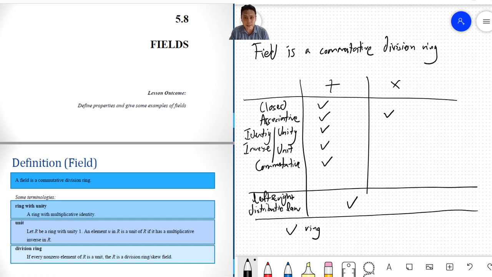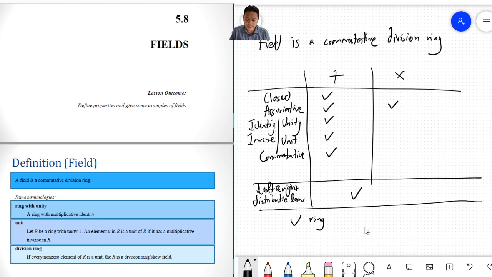For a commutative ring, not commutative division ring, commutative ring, which I try to put this symbol to represent it, is just a ring such that it must also be commutative under multiplication as well. Therefore, it is named a commutative ring. A field is a commutative division ring.